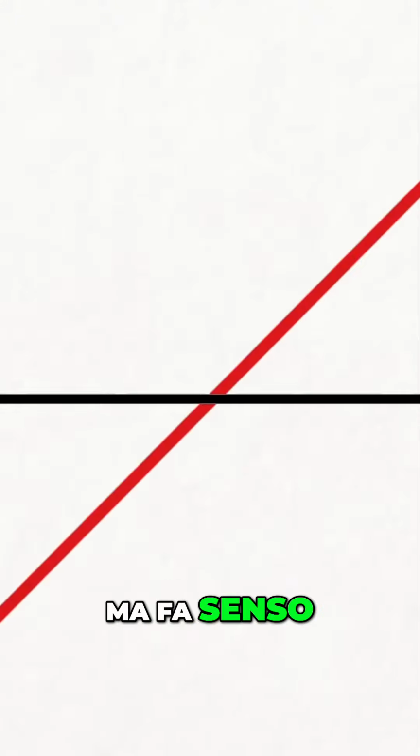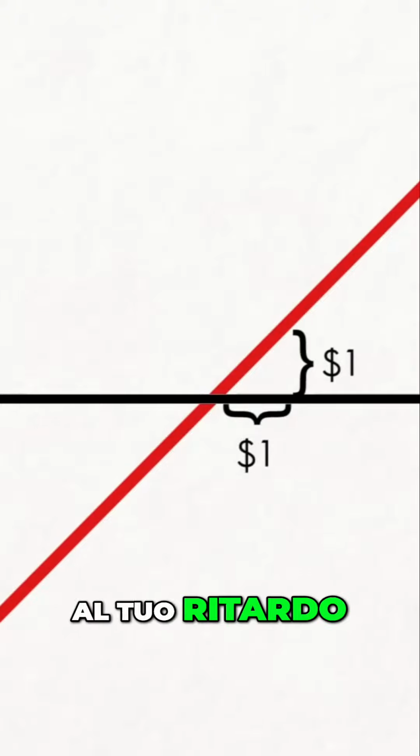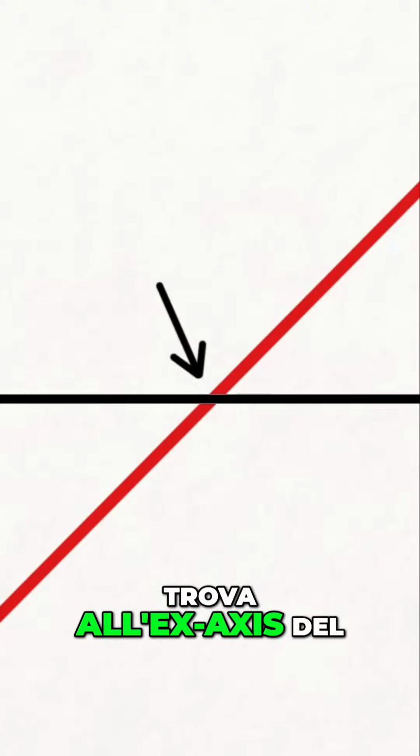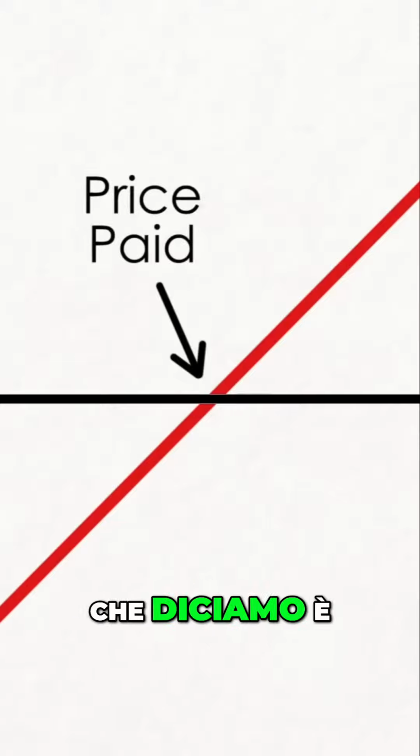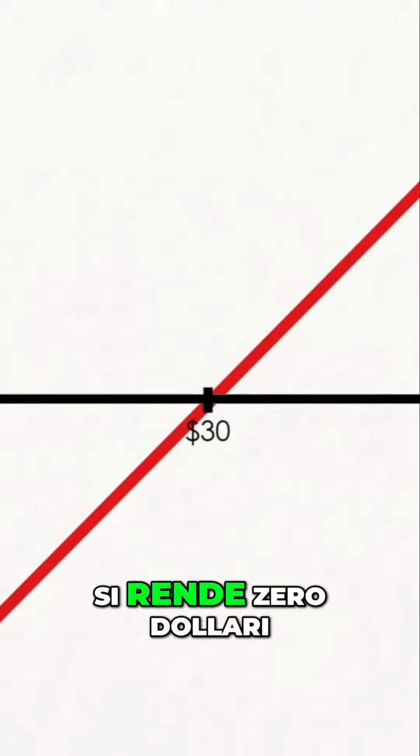But it makes sense. Because you own the stock, any dollar increase in the stock's price will be a dollar added to your return. The slope crosses the x-axis at the price you paid for the stock, which we'll say is $30, meaning that if the price doesn't change, well, you make $0.